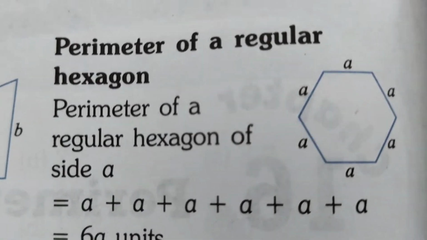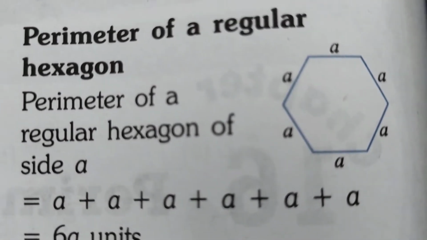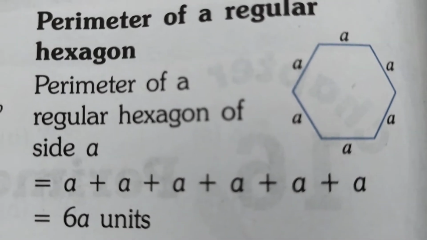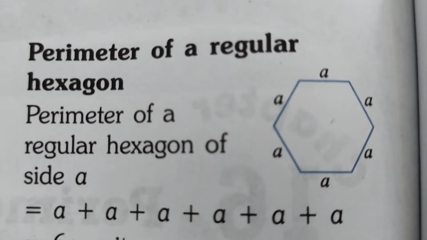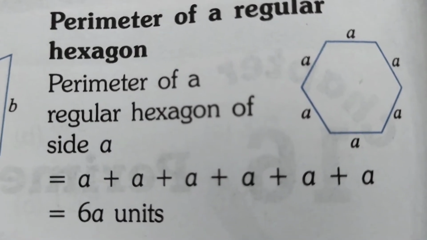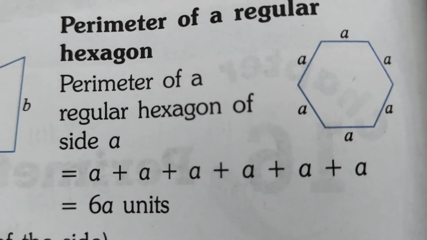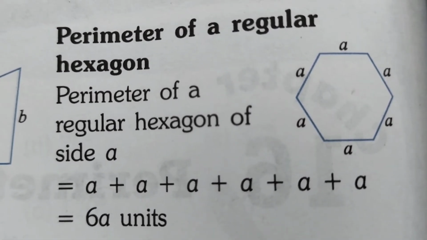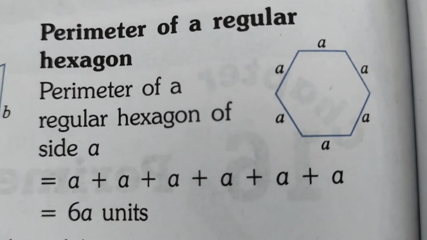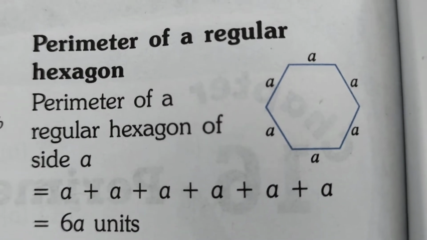Here you can see the perimeter of a regular hexagon. Regular meaning is what? Equilateral and equiangular. The meaning is all sides are equal and each angle is equal to one another. So regular means, in that particular figure, the lengths of all sides will be equal, as well as the measure of each angle is the same. So equilateral and equiangular figures are called regular figures.